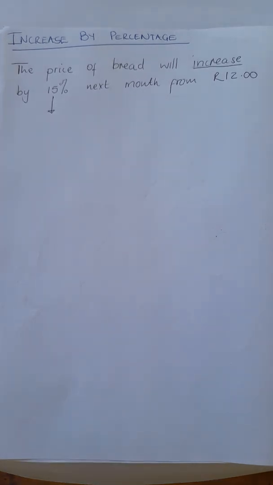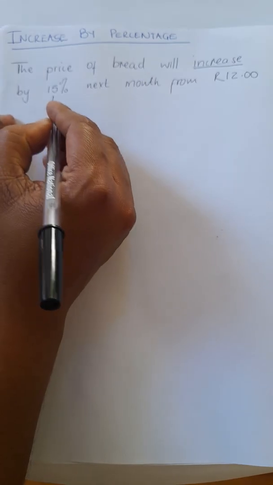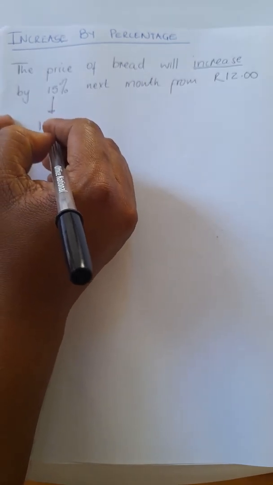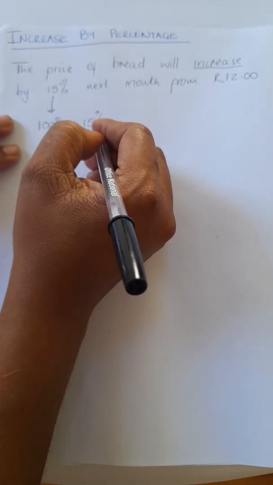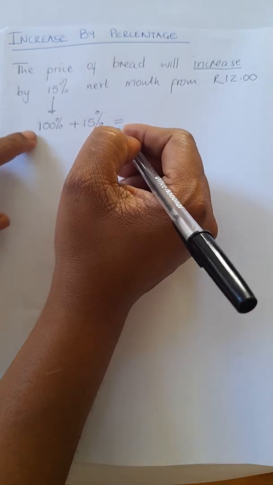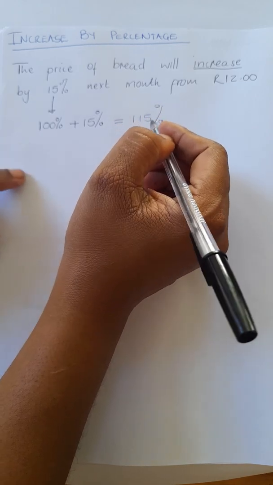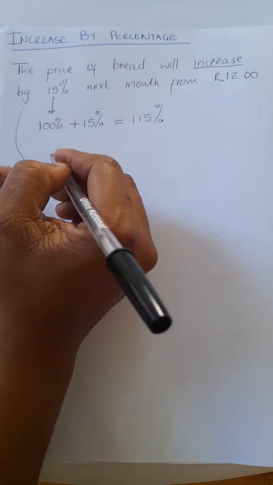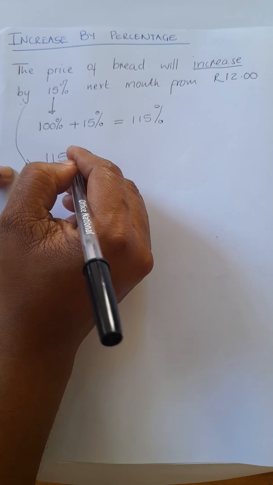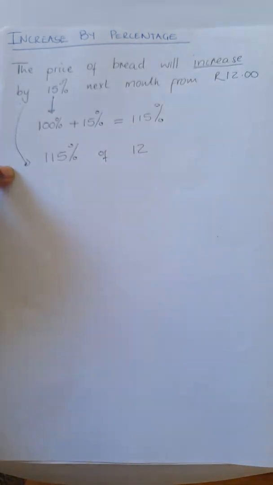Increase means addition. So to get the new percentage, we are going to say it's 100% plus 15%. Because now we know this is going to increase, our new percentage is going to be 115%. So now what do we have to get? We rewrite our question, which means we have to get 115% of 12 rand. I won't put the rands now.